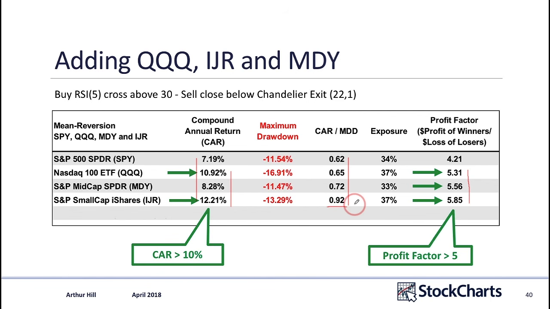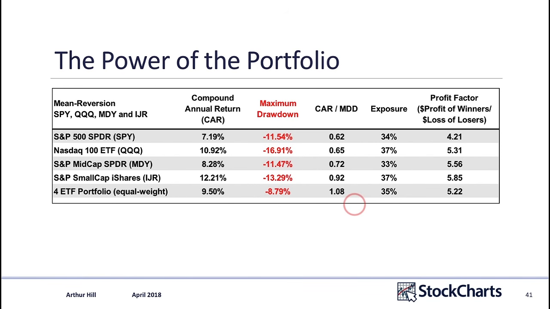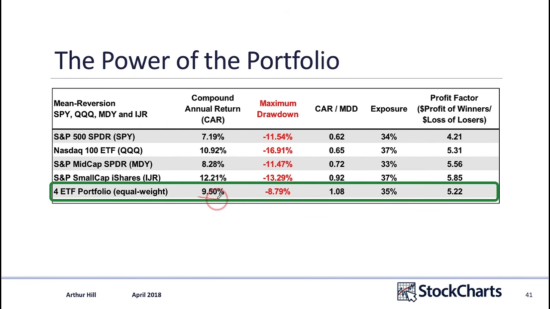But what happens if we treat these as one portfolio and instead we trade all 4 at one time? Well, there are the individual numbers again that you can see here. And there is the compound annual return if you have 4 equal weighted positions for all 4. And you can see that last line shows all of the numbers that we're interested in. And look at that. The compound annual return is greater than the maximum drawdown. So you had a 9.5% annual return and you had an 8.8% maximum drawdown.